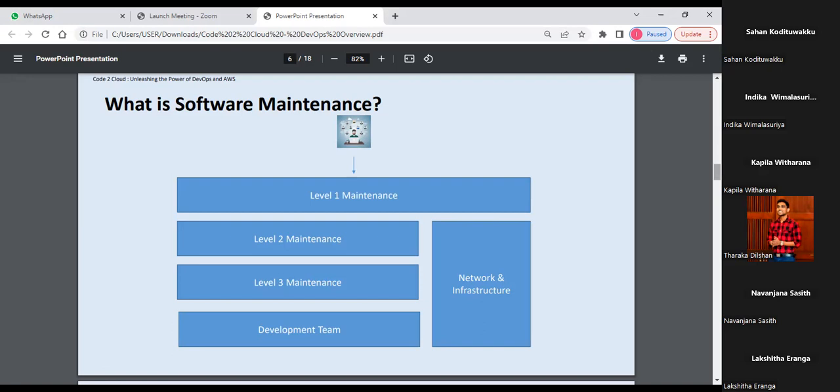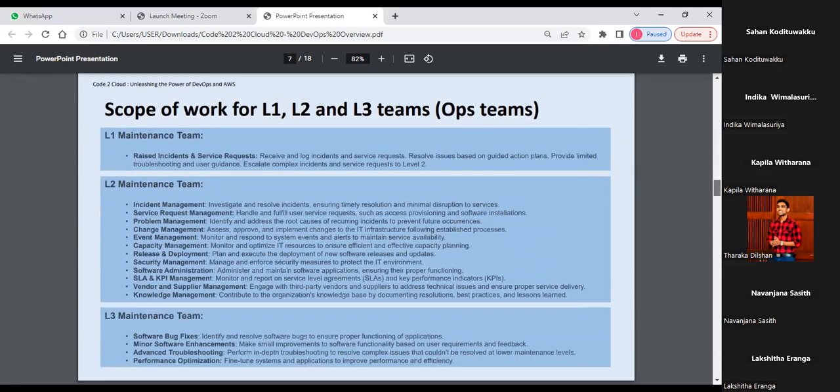So that's the high level. We will cover this in the future, not at this level of detail, but very high level. What I want to tell you is L1 is more of a call center, people who are directly interacting with customers. And L2 is more of your maintenance team, right? They have a lot of work.